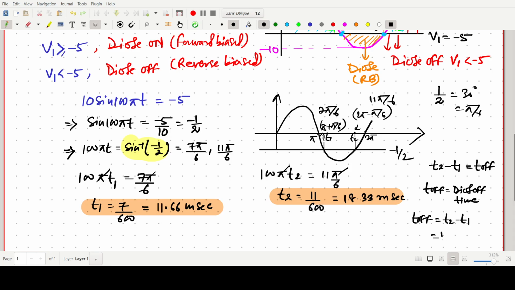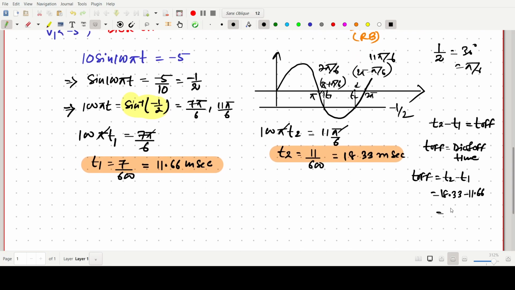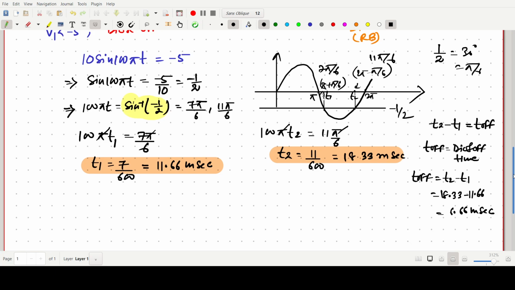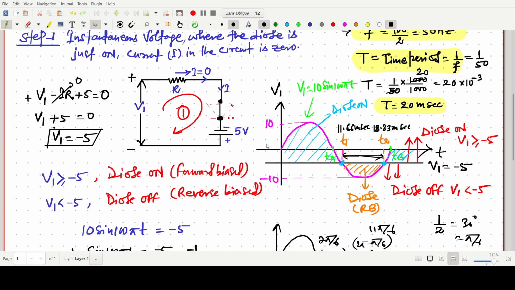Once again I am writing 18.33 minus 11.66. If we subtract, it comes to 6.66 millisecond, all in milliseconds. So T off will be 6.66. Now we have to find the time when the diode is on during the first time period. The time period, from this point to this point, is 20 millisecond. We have already calculated the 20 millisecond time.